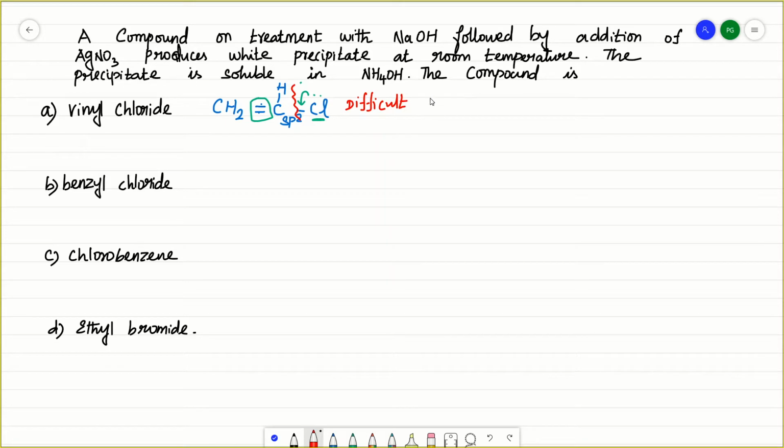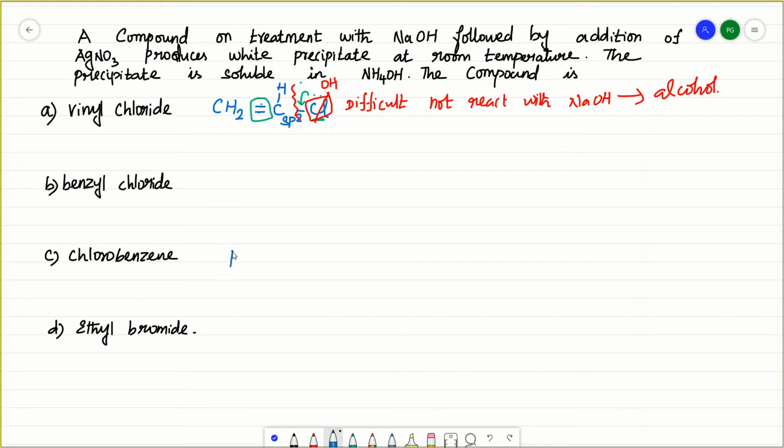So it will not react with NaOH to give alcohol. That means Cl will not be substituted by OH because of the presence of the sp2 hybridized carbon. And the same is the case with chlorobenzene.